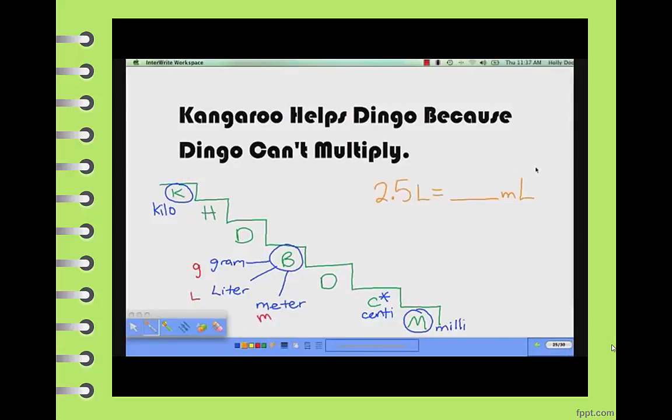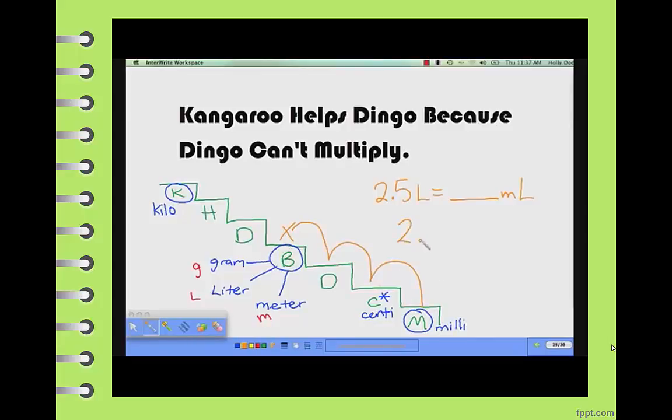For this one, we have 2.5 liters is equal to how many milliliters? Let's look at where we're starting. We're going to start with liters. Well, I don't have an L on here, but I do know that liters is the base for volume. So I'm going to start on my base step, and I want to move to milliliters. So I'm going to have to go down those steps. 1, 2, 3. Here we are.